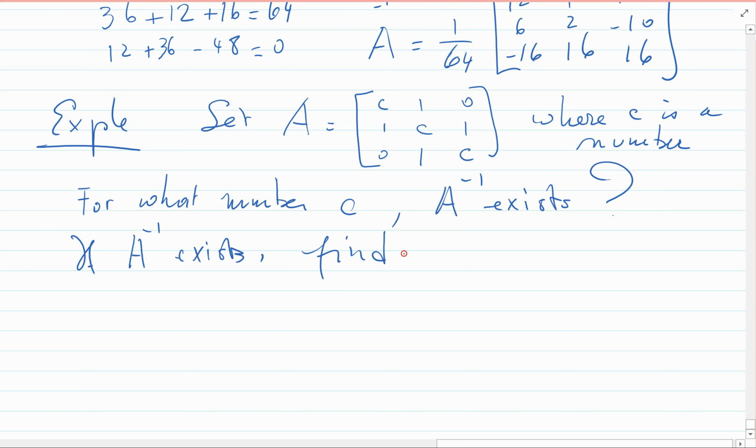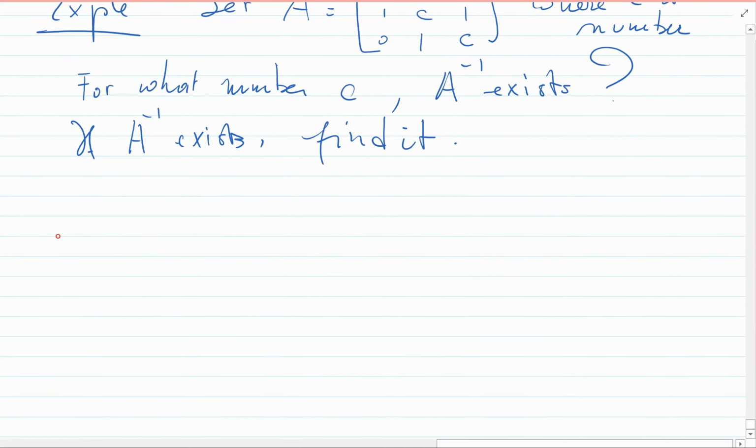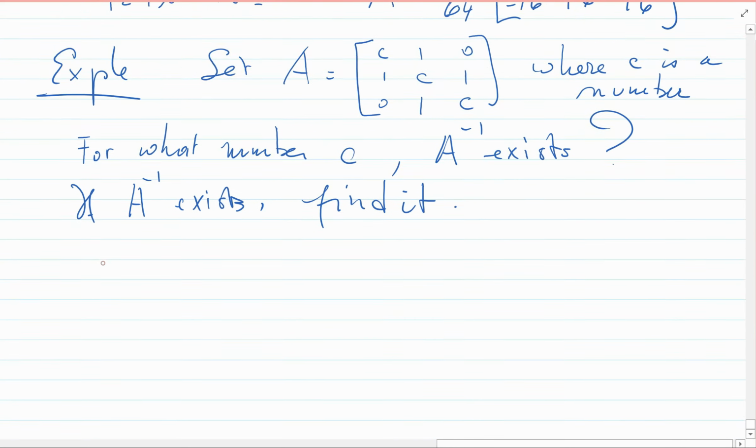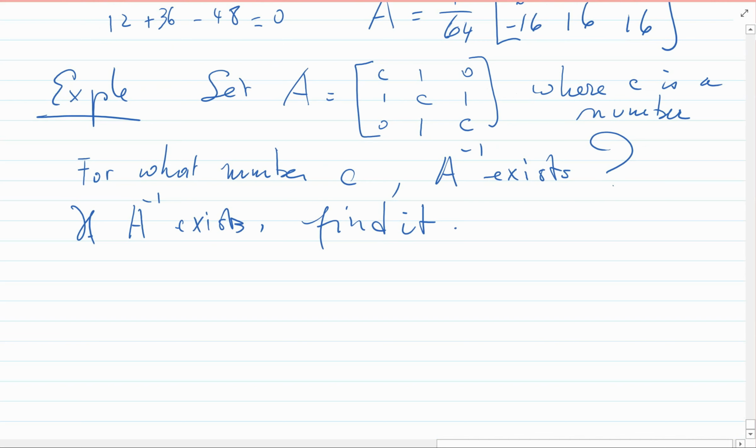Let us find it. To answer this problem, of course, if the question is for what number C A inverse exists, we compute the determinant and we have the answer: not equal to 0, the matrix is invertible. But what if they ask us to find the inverse? The best approach to both of them is to find the adjoint. So first, find the adjoint of A.